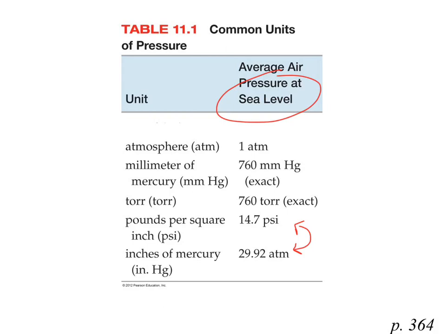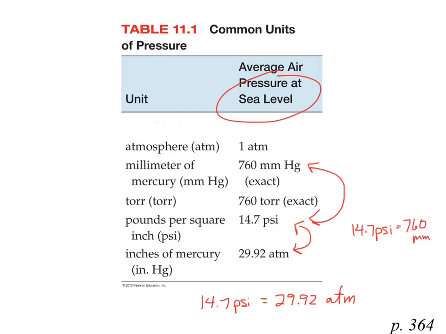If we needed to go back and forth between pounds per square inch and atmospheres, we could say 14.7 psi, pounds per square inch, is equal to 29.92 atmospheres. If that's what we needed to go back and forth between, those units of pressure. Pick two others. If we needed to go back and forth between psi and millimeters of mercury, it would look like this. 14.7 psi is equal to 760 millimeters of mercury. That's how you can get those equivalency statements from this table.